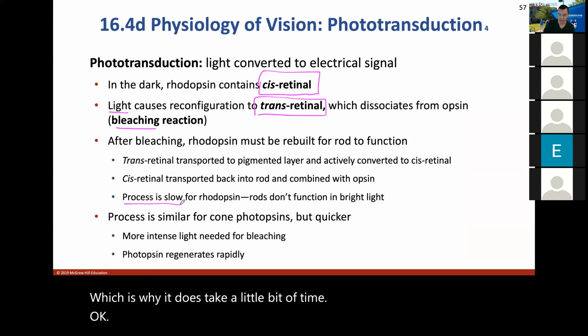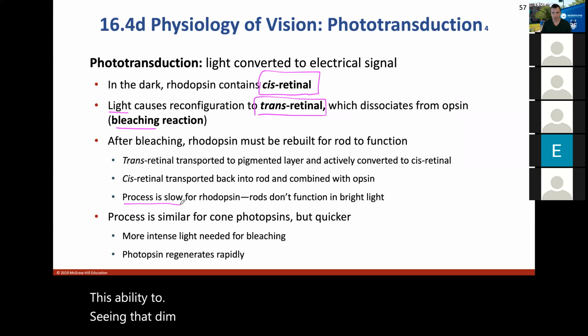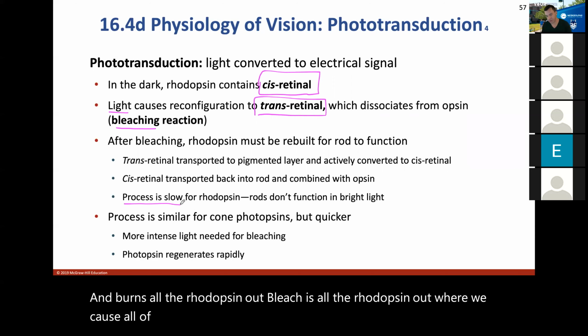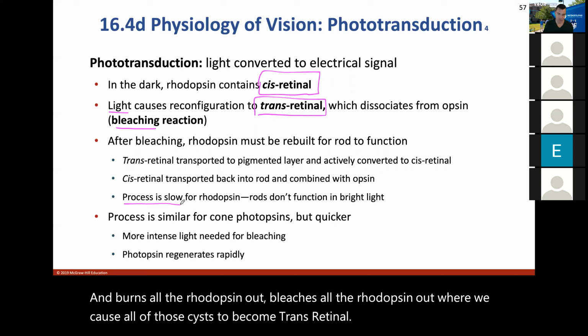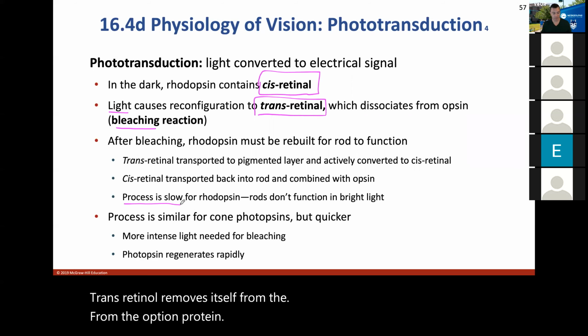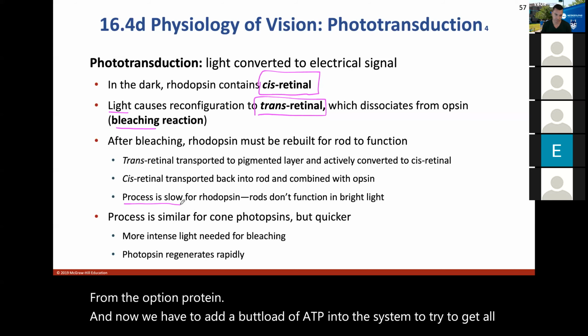So as long as we stay within a dark environment, this ability to see in that dim light can still happen, unless the jokester turns on every single light in the basement and bleaches all the rhodopsin out, where we cause all of those cis to become trans retinol. Trans retinol removes itself from the opsin protein. And now we have to add a lot of ATP into the system to try to get all those to come back.